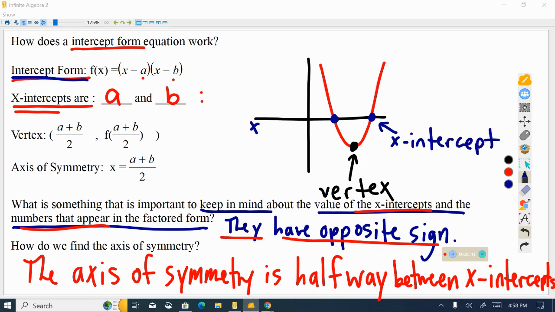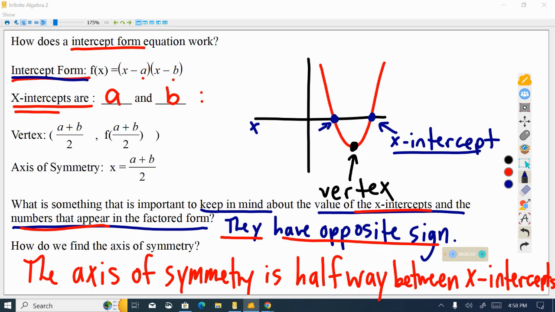Okay, it's a fancy word that means where does it cross the x-axis, okay? This graph crosses the x-axis at these 2 places, and so we call those the x-intercepts, okay? So there's one on this side, and there's another one right here. Those are both x-intercepts, okay?